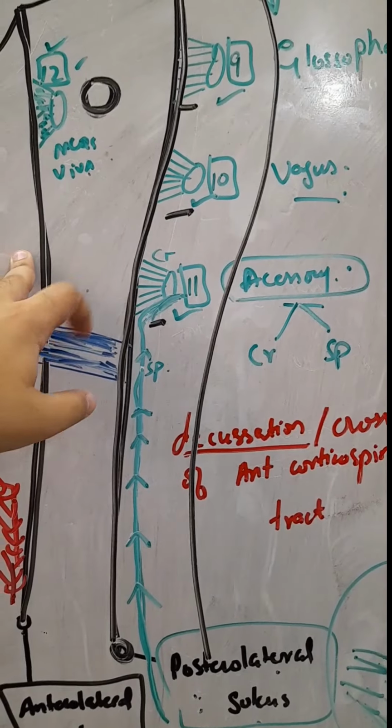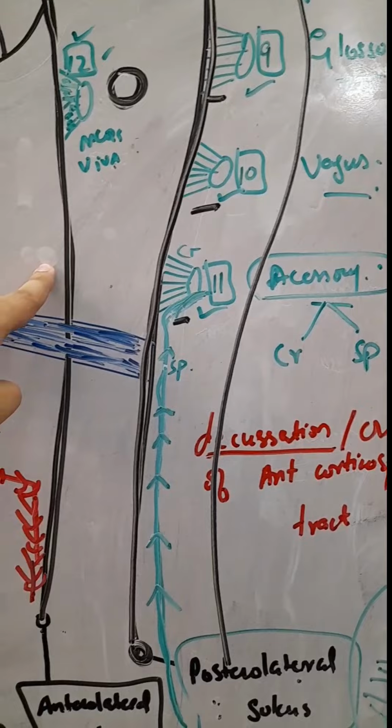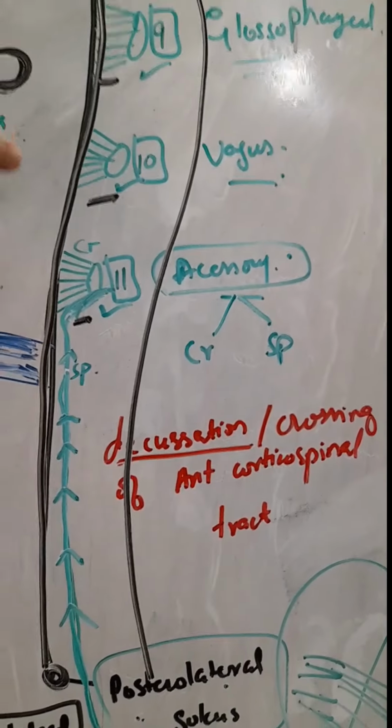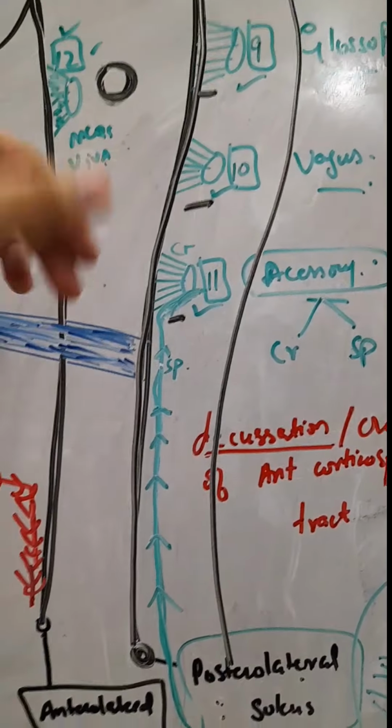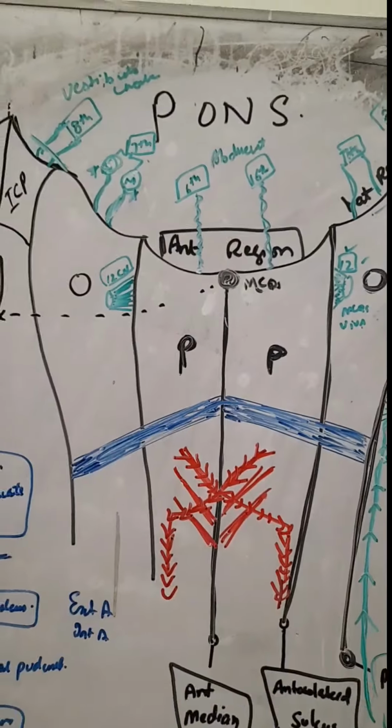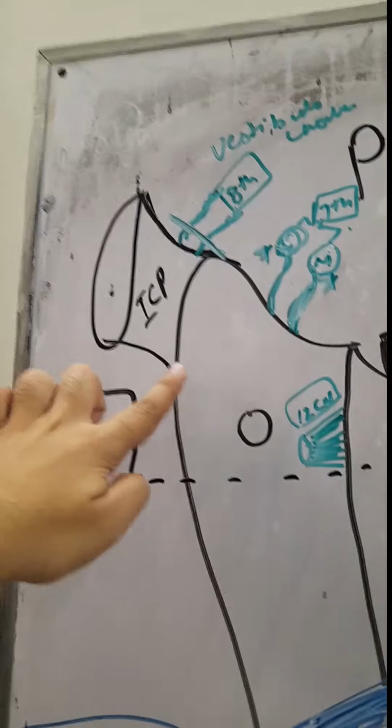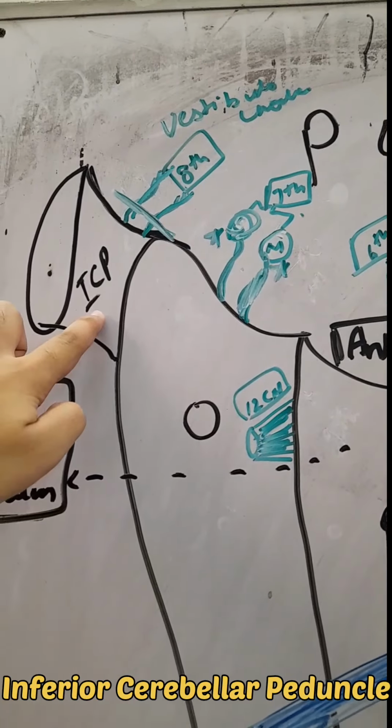Lateral to the anterolateral sulcus, in between the anterolateral sulcus and the posterolateral sulcus, are the olives. The swelling is due to the olives, more specifically due to the inferior olivary nuclei. Then lateral to this extends the inferior cerebellar peduncle.